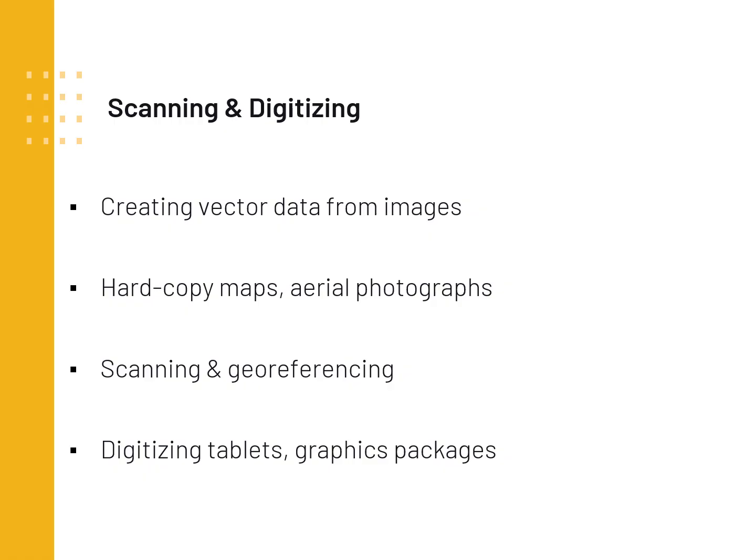These hard copy maps or maybe old aerial photography are scanned in, so that makes them digital. The next thing you need to do is georeference it. So you need to tell it where that image belongs in geographic space. And then finally, using either graphic packages or digitizing tablets, you're going to trace that information that's on these maps or aerial photography, and that data can then be brought into a GIS.